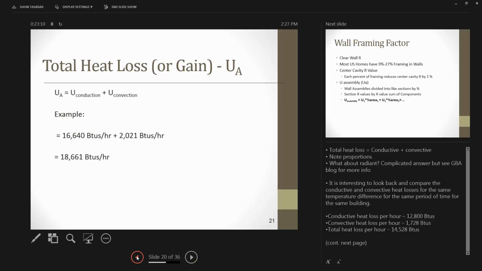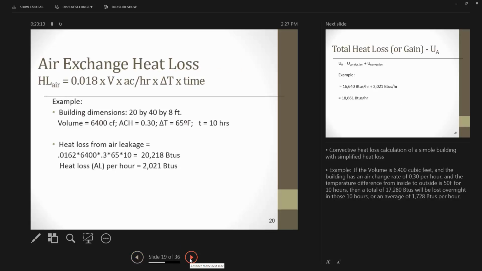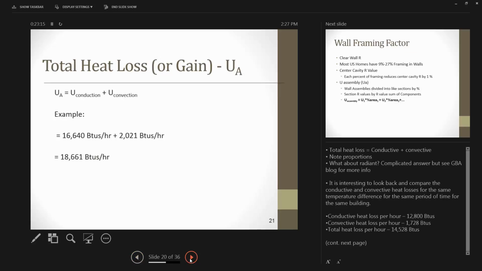So the last thing, does that formula make sense? You guys can figure that one out. The last thing we have to do is get our total, and that's simply the conductive and the convective added together to get our total BTUs.